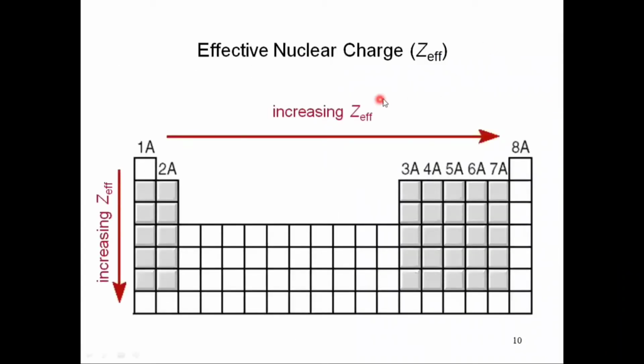Effective nuclear charge increases along the period and also along the group, because along the period, as the atomic number increases, the effective nuclear charge also increases because the total number of core electrons is increased.